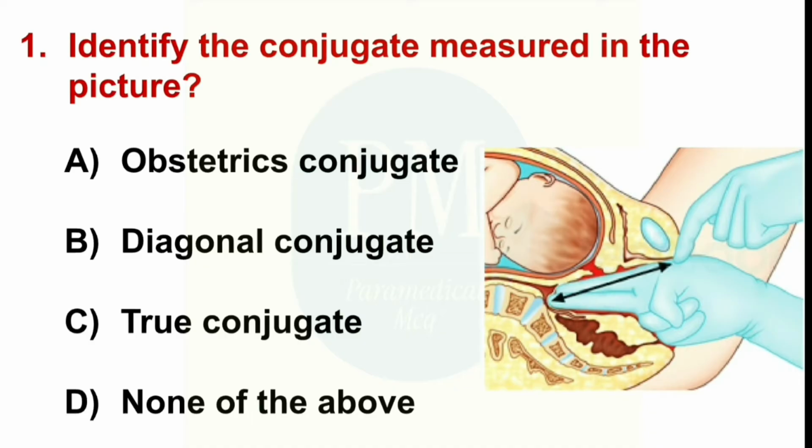Identify the conjugate measured in the picture. Option A. Obstetric conjugate. Option B. Diagonal conjugate. Option C. True conjugate. Option D. None of the above. The correct option is option A. Obstetric conjugate.